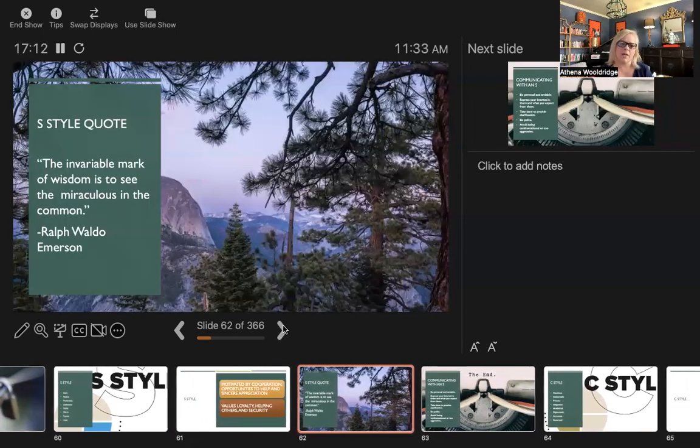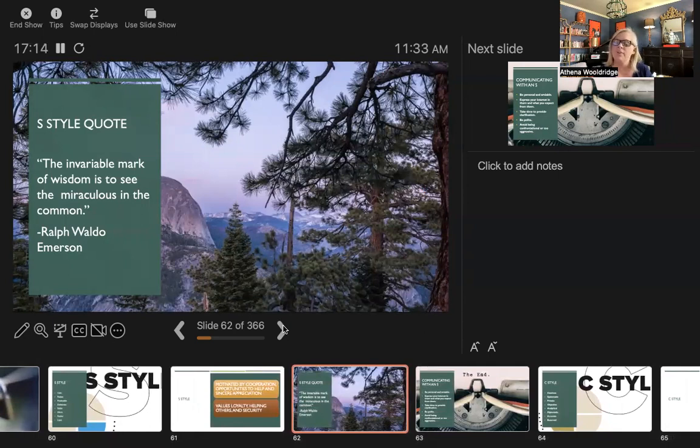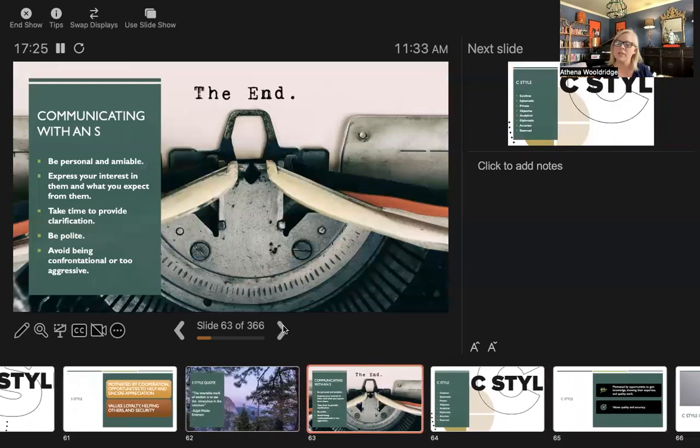Okay, an S, Ralph Waldo Emerson: "The invariable mark of wisdom is to see the miraculous in the common." I love that quote. I think it's wonderful, and I think it does a good job of describing that S and their sort of outlook on life. All right, how do we communicate with them?